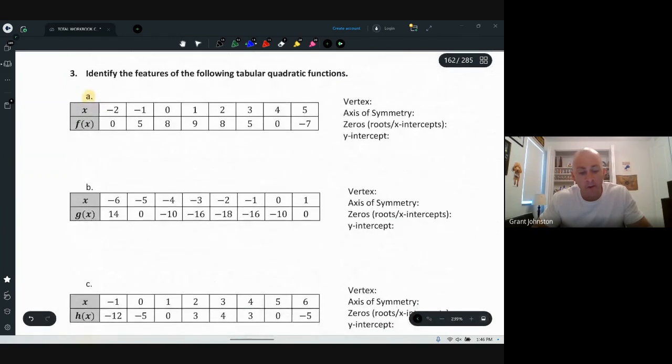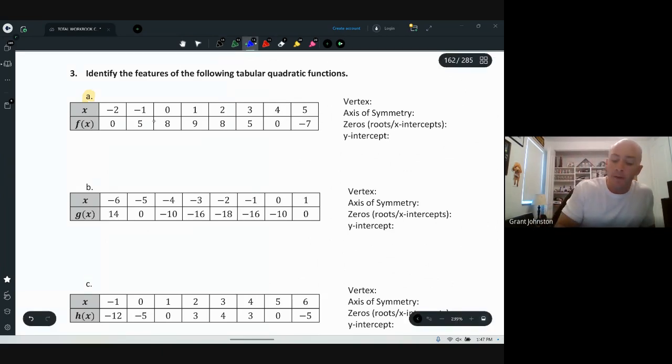Okay. Number 3 says identify the features of the following tabular quadratic function. So now we have them in tables. Sometimes it might be helpful to sketch it out if you're struggling, but I'm just going to kind of wing it here in terms of the table. So first it asks for the vertex. Remember the vertex is either the minimum or the maximum.